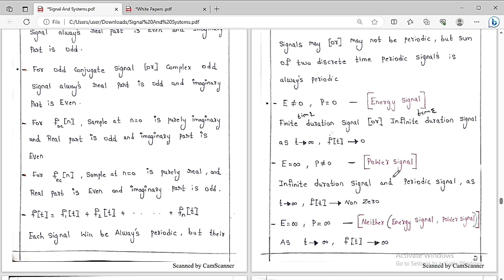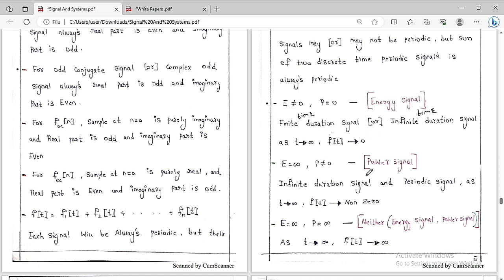So what is the meaning of power signal? Power signal is nothing but those signals which have infinite energy but a finite value of power. Basically, power is nothing but energy by time. Energy is infinite, time is also infinite, from minus to plus infinity. So infinity by infinity is nothing but a finite value. Therefore, the signals which have infinite energy but a finite power are called power signals.